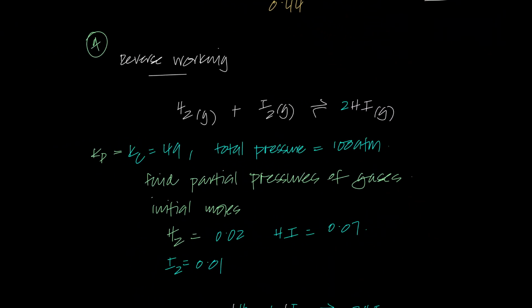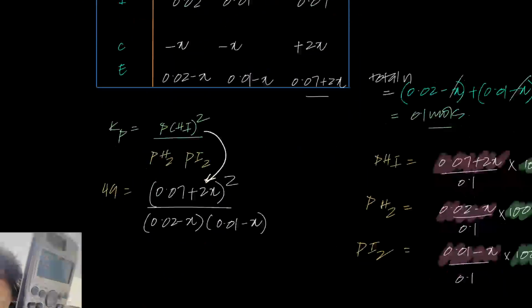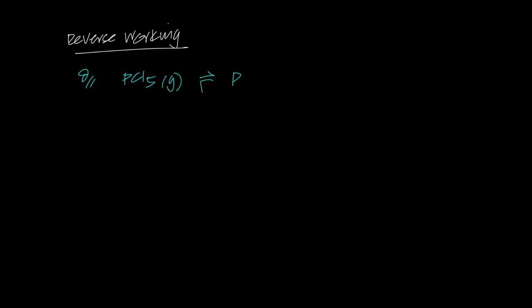One last type of question that I like to do, and then this chapter is almost over. Again, I'll call this reverse working. The question looks like this: PCl5 gas, let's suppose, and that gives me PCl3 gas and Cl2 gas, right?